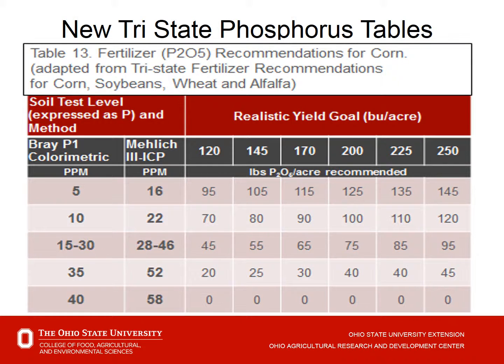Taking a look at table 13 again and following across, which in this case we're talking about the corn fertilizer need, we have a value here of 24, which falls in this range because we're working with a Bray P1 soil test. We follow across and our yield goal is 200 for this field, and we are able to pick out a 75 pound P2O5 recommendation for the corn crop.